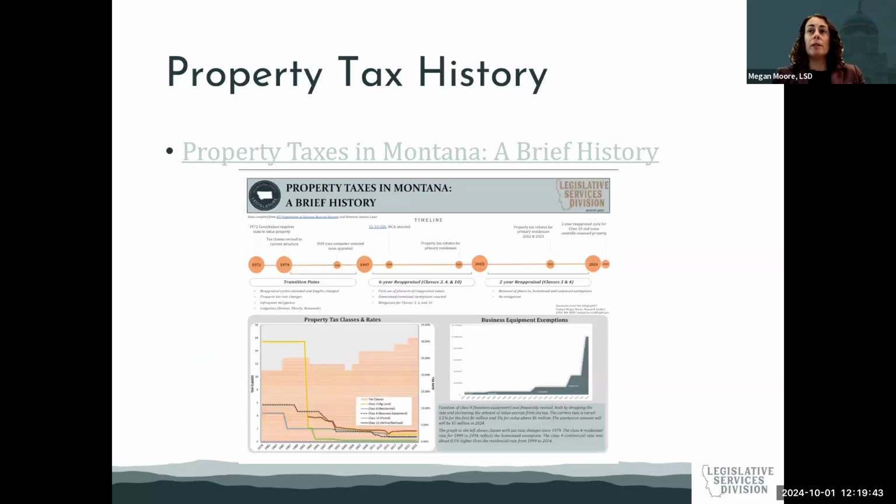We also put together a property tax infographic on the history of the property tax in Montana. I'm not planning to go through that in detail today unless there are questions, but there is a link there if you'd like to look at it on your own time. It includes some history from when the 1972 Constitution was adopted to now, including how tax classes and rates have changed and how the business equipment exemption has changed.